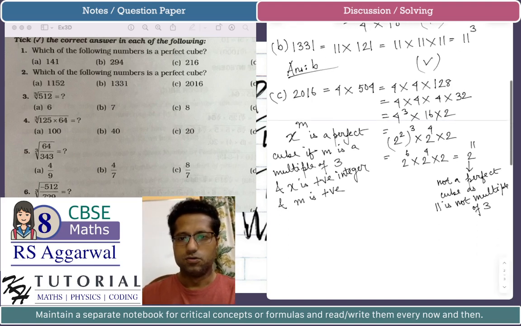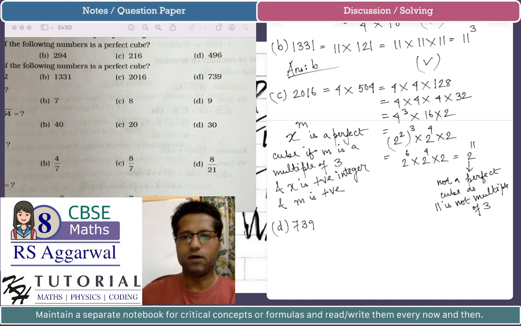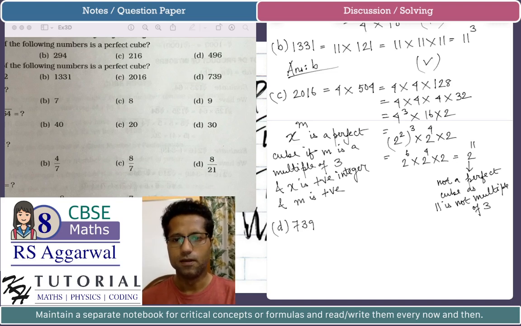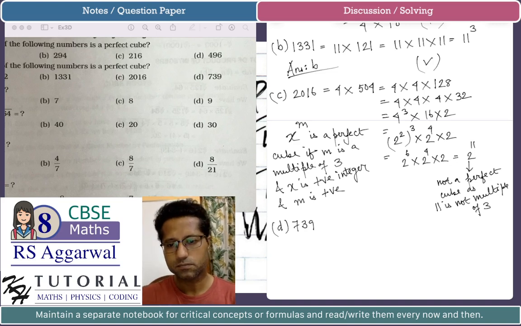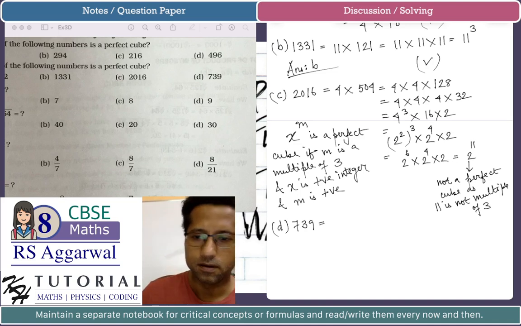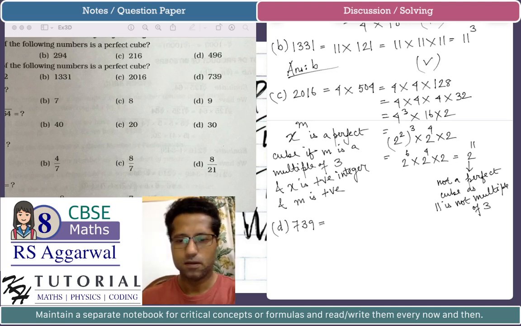Okay. So C is definitely not a perfect cube, that is 2016, and the option D is 739. Let's see, we have already found the answer. The answer is B, that is the perfect cube is 1331. But we are anyway checking the other options for the sake of practice. Now, prime factorization is a very important task that you have to always do for the chapters of square roots, cubes, and cube roots.